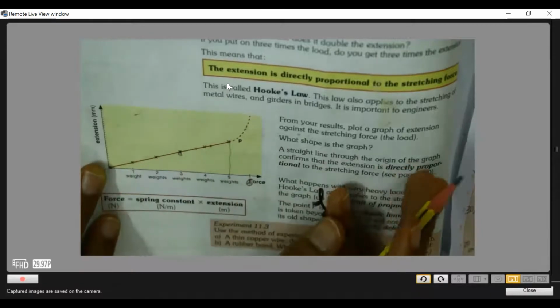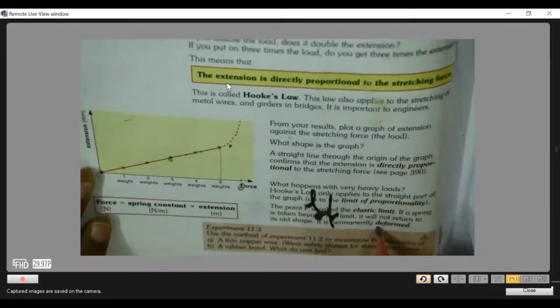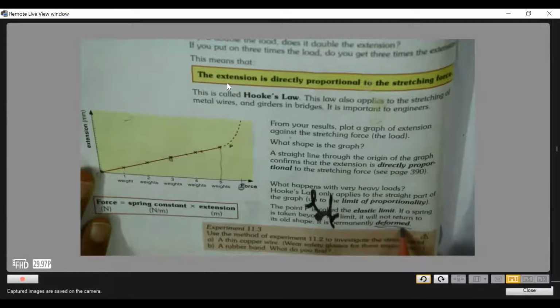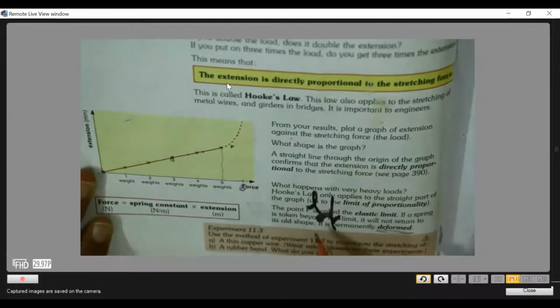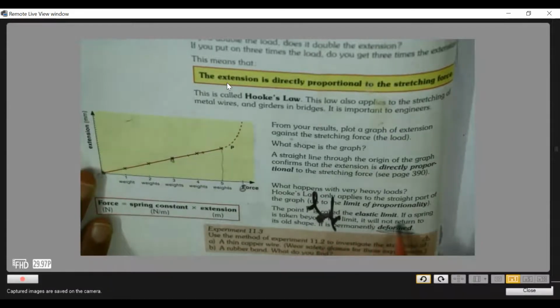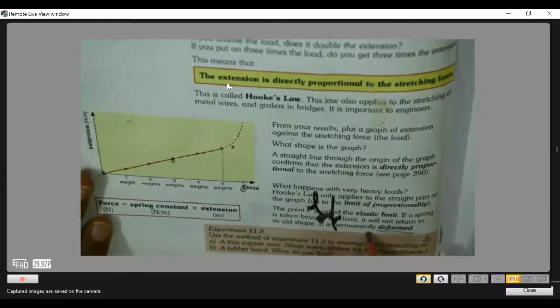It's gone. It has been deformed. So if a spring is taken beyond its limit, it will not return to its old shape. It is permanently deformed.